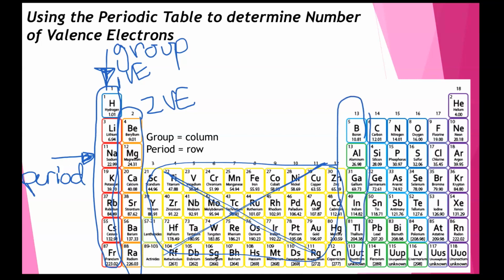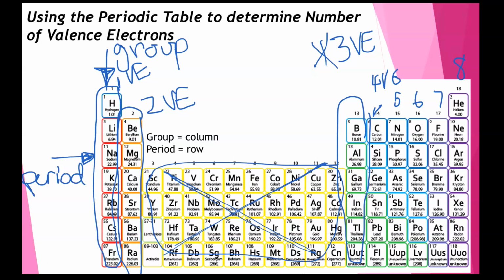So then we're going to skip over to group 13. Now, these guys don't have 13 valence electrons. We're going to take that 13 and knock off that 1. So they have 3 valence electrons. And then in group 14, we're going to knock off that 1. These have 4 valence electrons. And then 5, 6, 7, and 8 valence electrons.